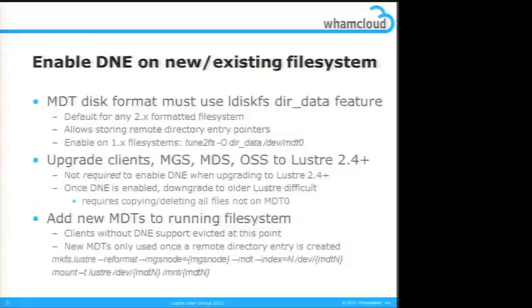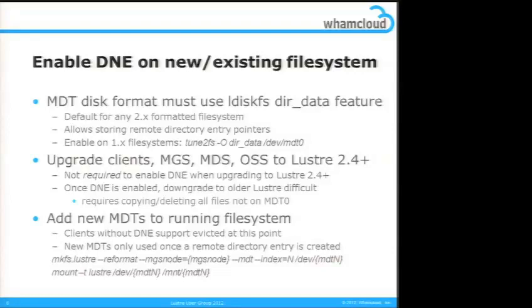Then, how to enable DNE or upgrade to DNE from your existing file system. First, you need to make sure that the disk format has the dirdata feature, which is the default if you reformat your file system after 2.0. But for a 1.8 file system, you probably need the command shown there: tunefs -o dirdata. This is necessary for you to create the remote directory because you need to put the FID on that entry and point to another MDT.